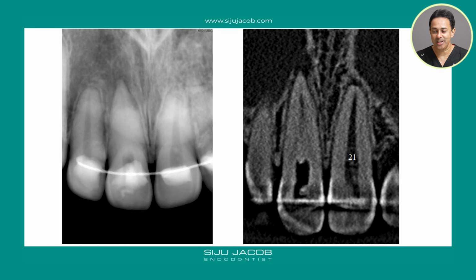Now let's look at another case where somebody did an access on a maxillary central incisor. Patient had pain, had a small lesion there, and the clinician made a small access, could not locate the canal, and then referred the case to me. The patient already had a cone beam CT, and the pre-op cone beam CT showed us the access cavity made by the practitioner, and you can see that the canal is further down the root.